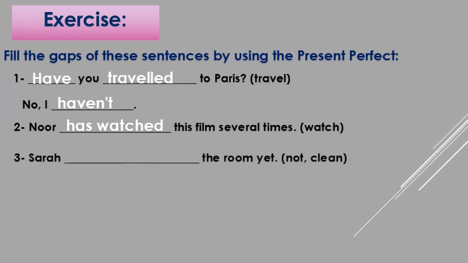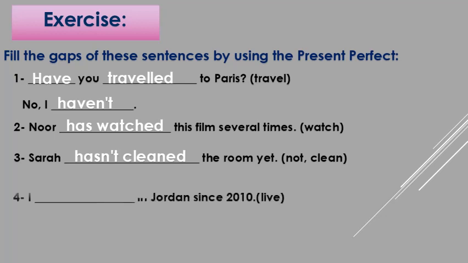Number 3, Sarah blank the room yet. So here we have a negative form. إذا هنا لدينا حالة نافية. And Sarah, it is singular. So Sarah hasn't cleaned the room yet. Number 4, I blank in Jordan since 2010. Then here the keyword is since. And I, it is plural. So I have lived in Jordan since 2010.